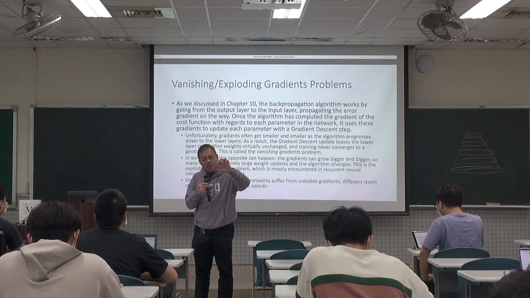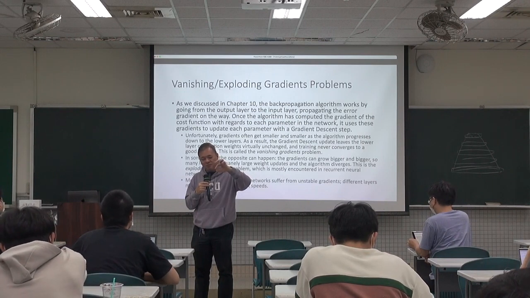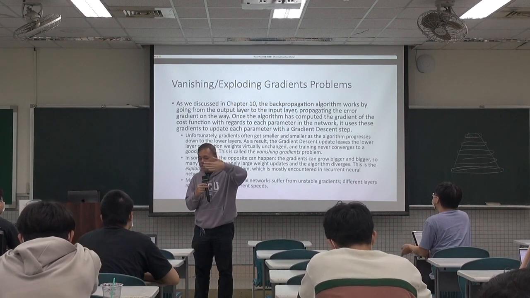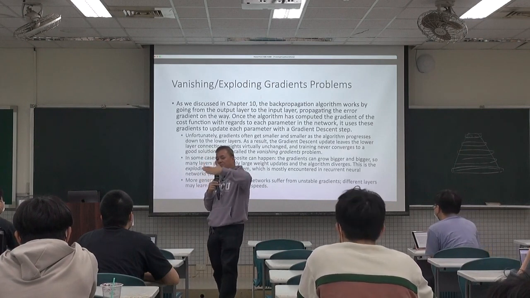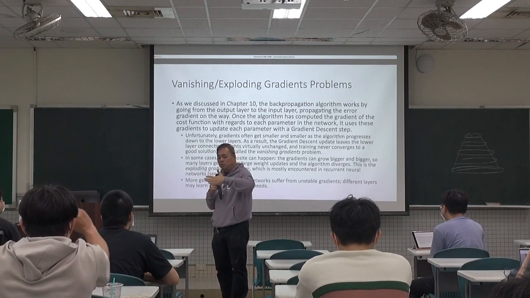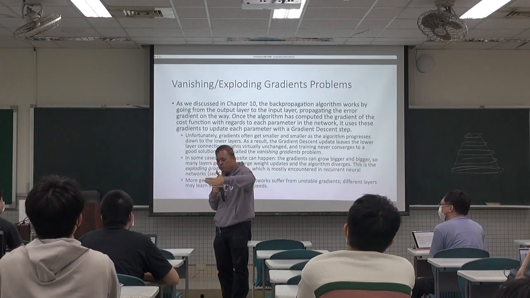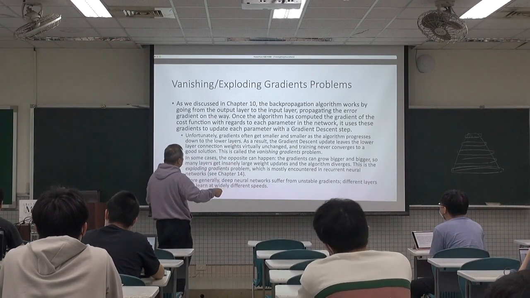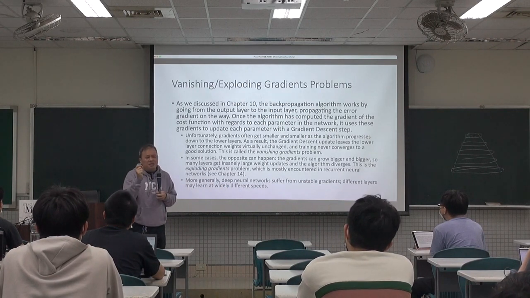And then we check this output. We calculate the difference between the output and the ground truth to determine the gradient, right? And then we compute this one layer at a time backward to the first layer. So layer by layer, we backpropagate to the first layer, right? But with this backpropagation, sometimes you will find that the gradient for each layer becomes smaller and smaller and eventually vanishing.